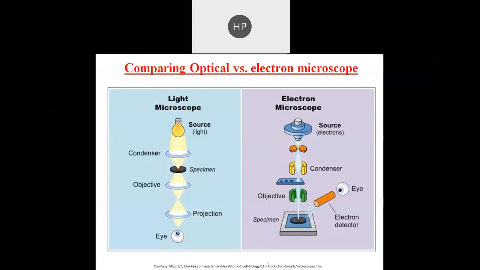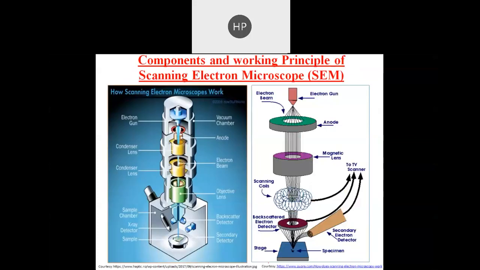And then we have seen the diagram of the optical microscope and electron microscope, and these are the components of SEM. Here we can see that this whole silver color part is showing a vacuum chamber, and from this gun up to this whole system is under vacuum, and the whole path of the electron is under the vacuum chamber.